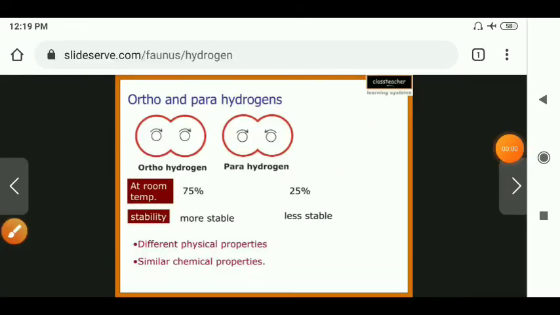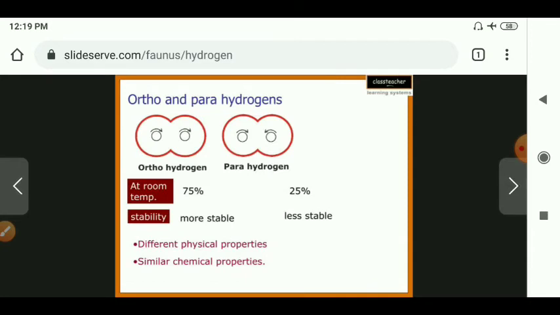What about the types of dihydrogen? Dihydrogen can exist in 2 forms. One is called ortho and the other para hydrogen. Ortho and para hydrogen differ only in the spinning of the nucleus. If the spinning of the nuclei is on the same side, that is called ortho. If the spinning is on the opposite side, that is called para.